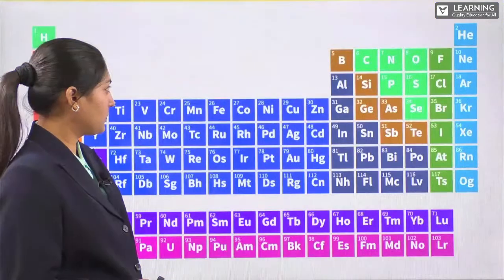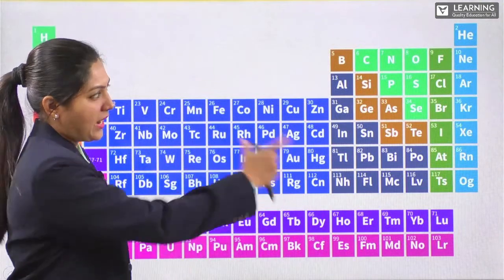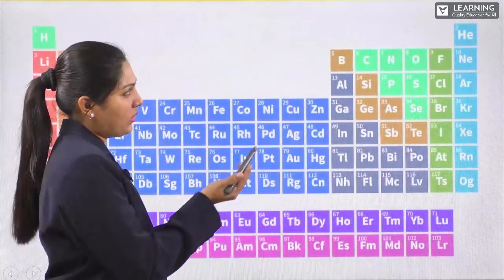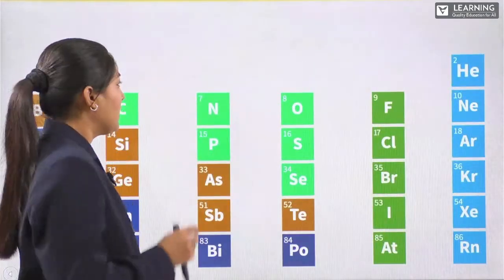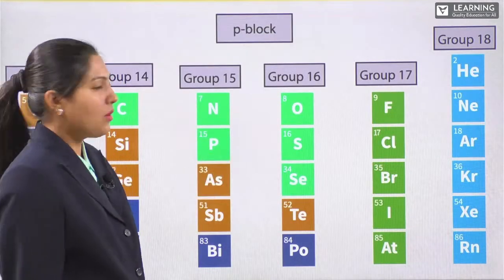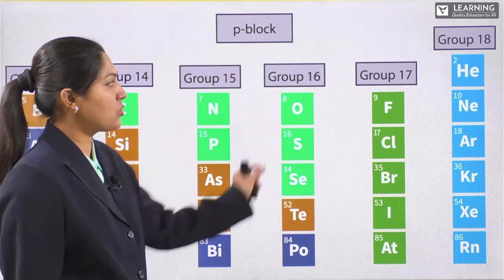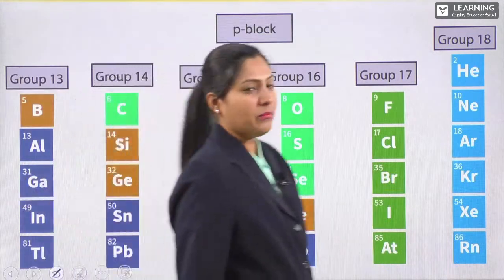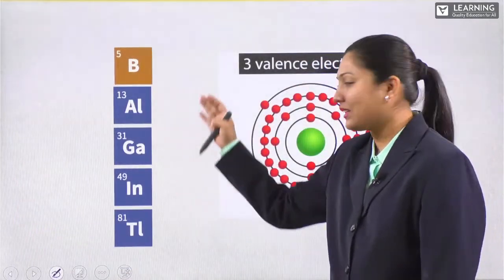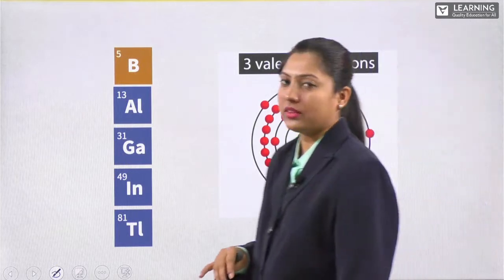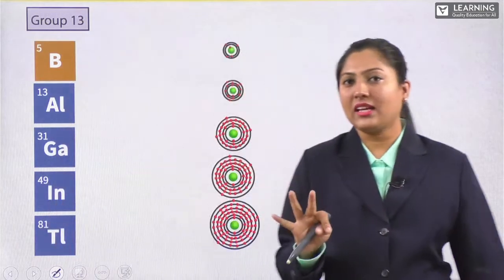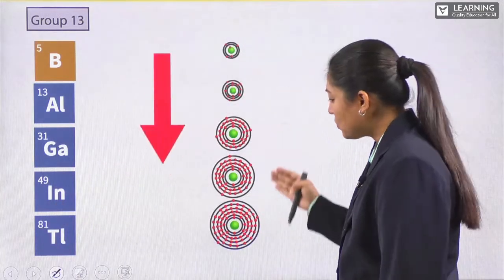Got it? You can see over here, the rightmost part is the p block elements, except helium, because it has 1s2 and doesn't have a p orbital. Except for that, we have the groups from 13 to 18, where we have the boron, carbon, nitrogen, oxygen, fluorine and helium families. We'll take the group 13 elements and study them. As we know, in group 13 elements we have 3 electrons in the outermost shell, and the size will be like this.